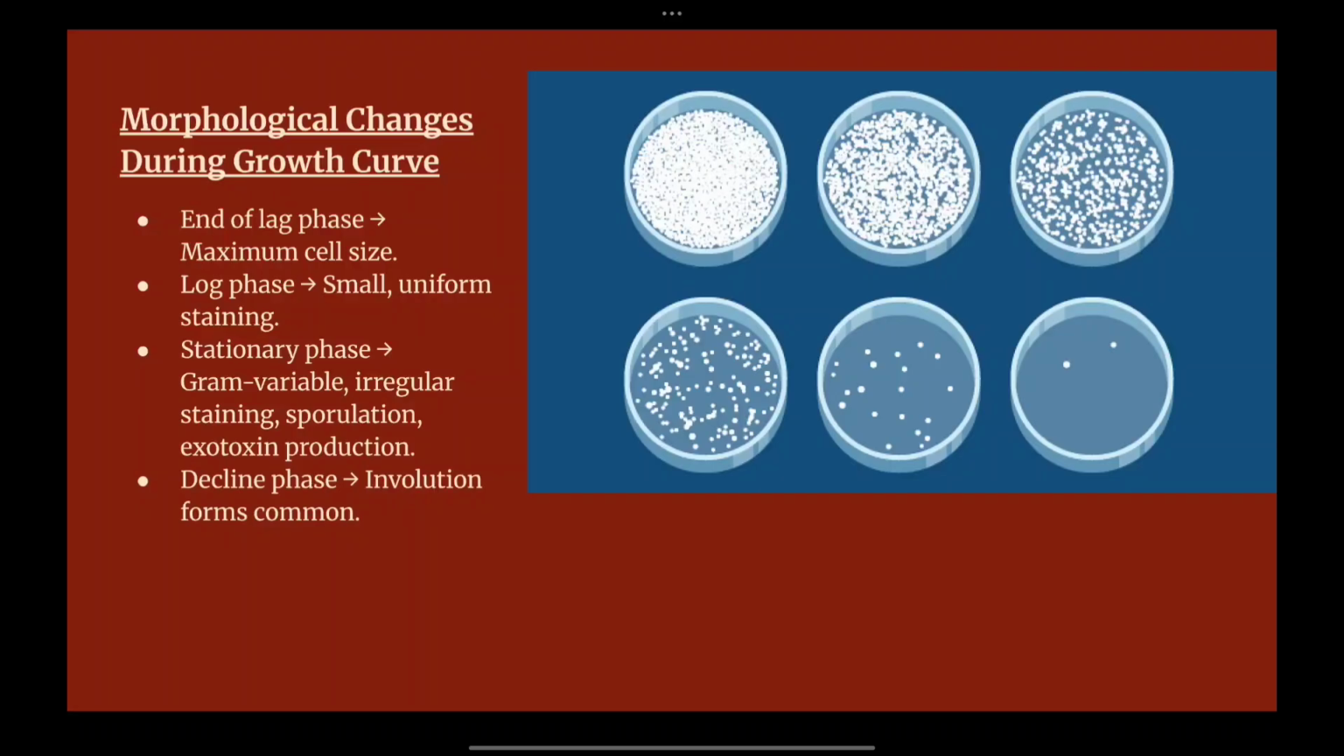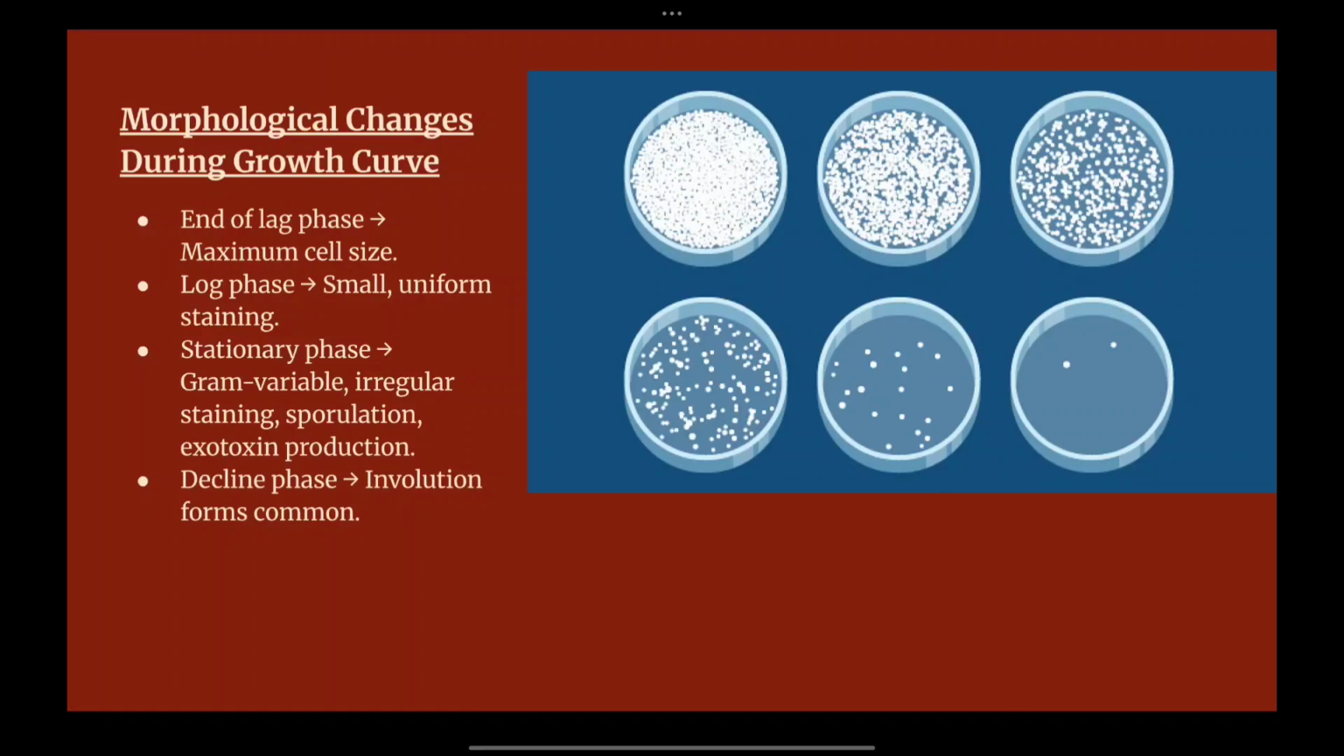Now at the end of the lag phase, the maximum cell size is seen. The lag phase is the first phase, where the bacteria starts to adapt to the environment and there is increased cell size. The cell size becomes bigger. And at the log phase, there is small, uniform staining. The cells that were at maximum size start to become small and take up the same stain, followed by the stationary phase, where new cells and dying cells are both in balance.